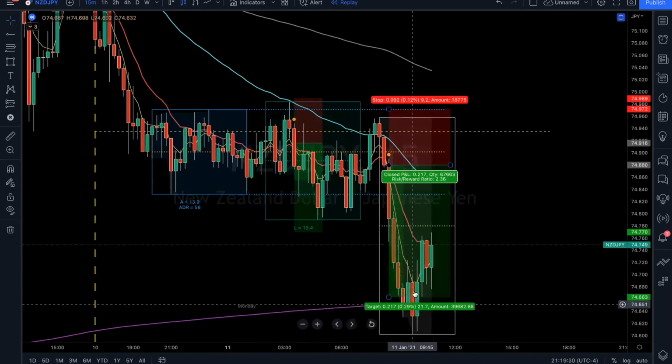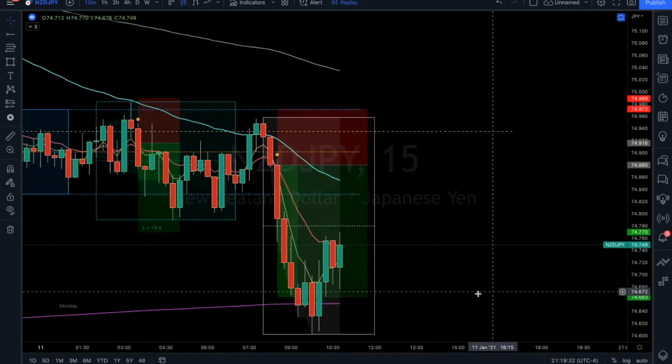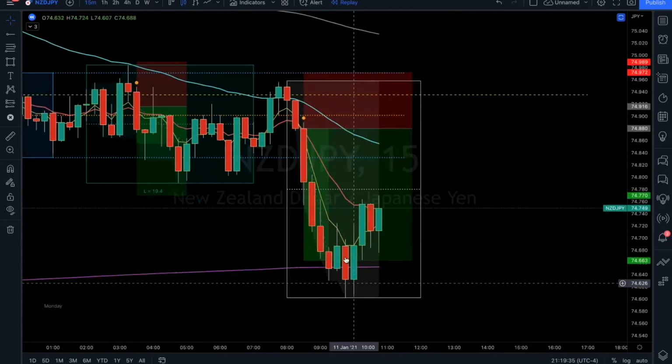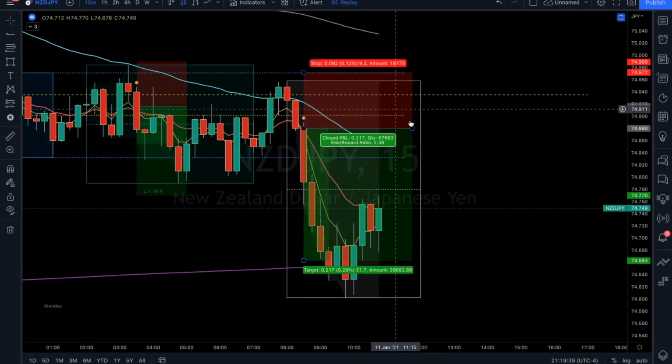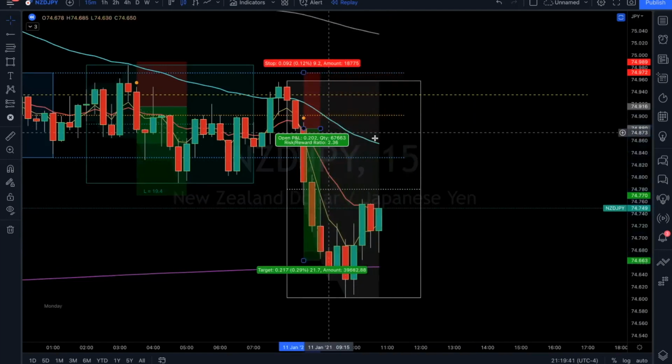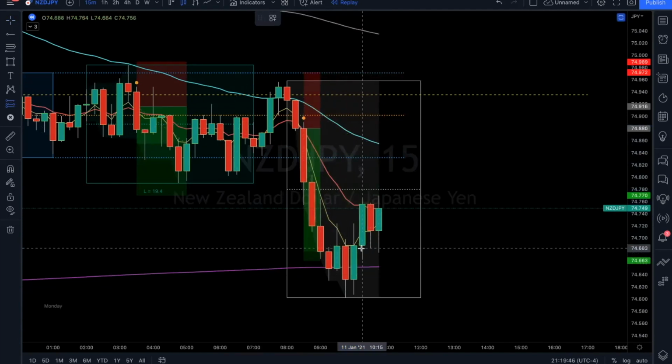I mean, funny enough, this right here, you can use that as a quarter wood to take that back up to the 50. Watch this go back up. Does this go back up to the 50? That would be like another trade right here.